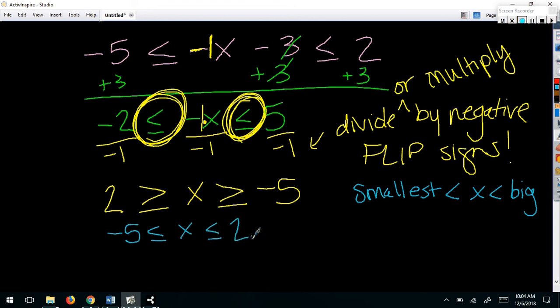Remember what I told you when you're rearranging it? At the end of the day, whatever the alligator mouth was eating, it still must continue to eat it. So it's got to be eating the 2, and it is. And then it's got to be eating the x but pointing to the negative 5, and it is. It's got to go from smallest to biggest and both be less than signs. Because now I'm going to graph it.